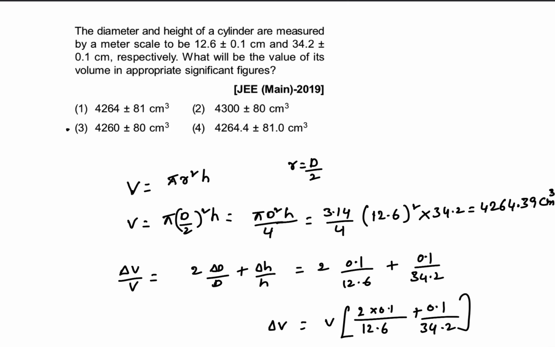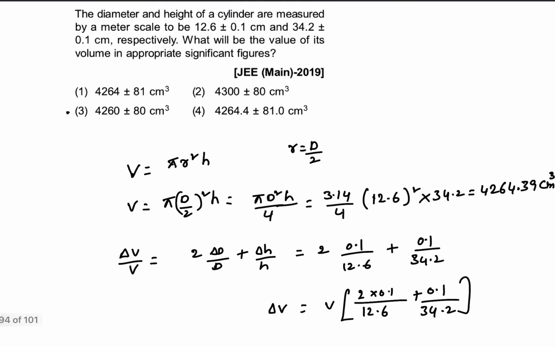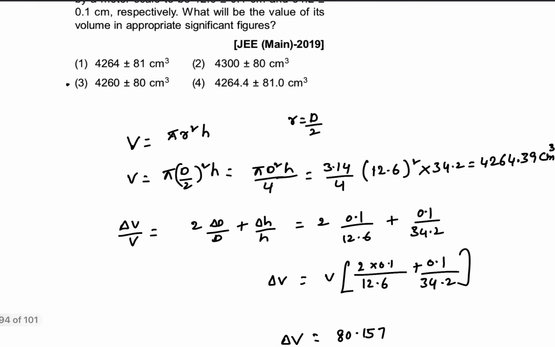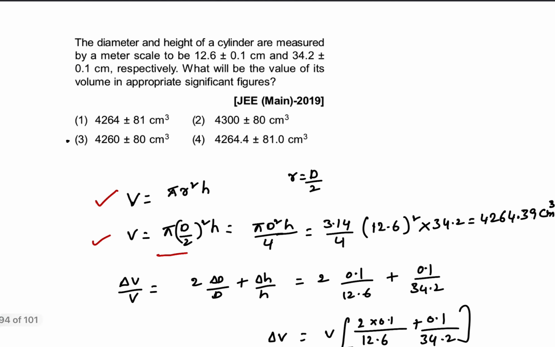Next question, we are moving to the next question. I have already taken this question. The diameter and height of the cylinder are measured by meter scale: 12.6 plus or minus 0.1, 24.2 plus or minus 0.1 respectively. What will be the value of volume in appropriate significant figures? Everyone knows the volume of any cylinder: V is equal to pi r square h. As r is equal to d by 2, you can write V is equal to pi into d by 2 whole square into h, so that you can write it as pi d square h divided by 4.